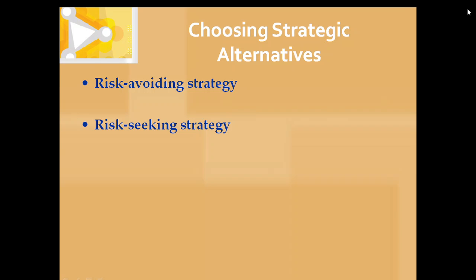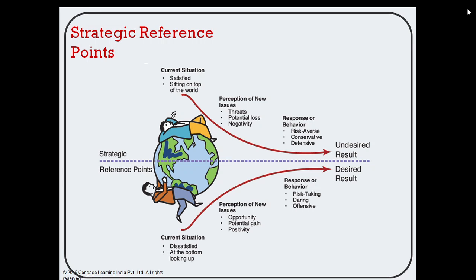Okay, so we've discussed this: choosing strategic alternatives, risk avoiding, and risk seeking. Okay, so that's strategic reference points. What are strategic reference points? As you see, there could be two ways in which you can end up with a certain strategy. You are arriving at an undesired result, or you are arriving at a desired result. Obviously, what is desirable? Arriving at a desired result. So how do you arrive at a desired result?